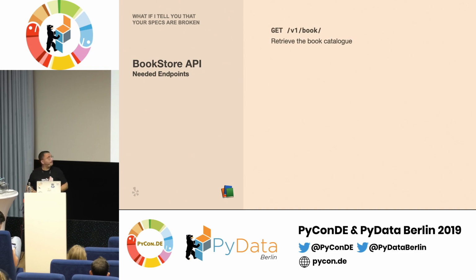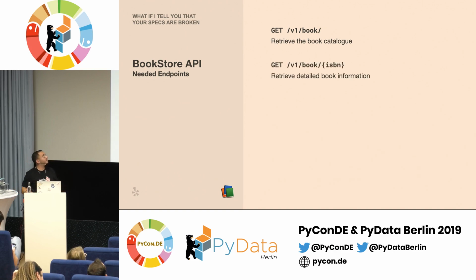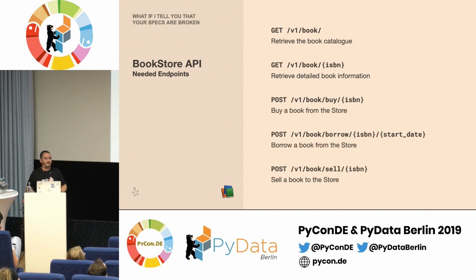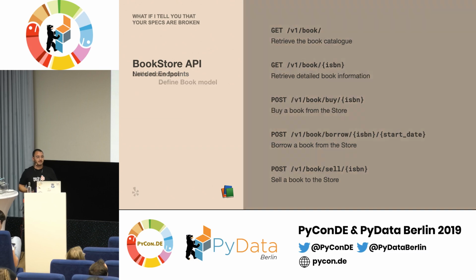So the endpoints that we will need in this case are mostly 5 endpoints. At least those are the most important that I see: a search endpoint, an endpoint that allows you to get details of the book, and then once again the buy, borrow, and sell endpoints. That was more or less what was presented before.